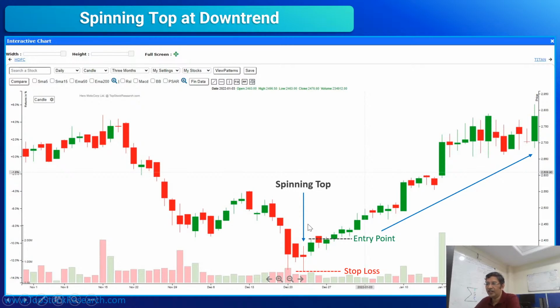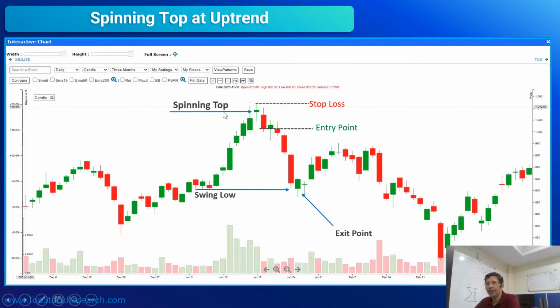So, a spinning top formed in a downtrend. This is not the place where you should enter. You should wait for a confirmation candle before you get in. So that's one way of doing it, provided the trend is a downtrend.